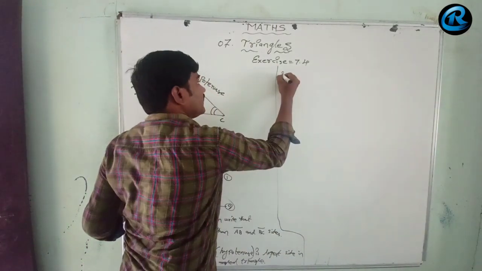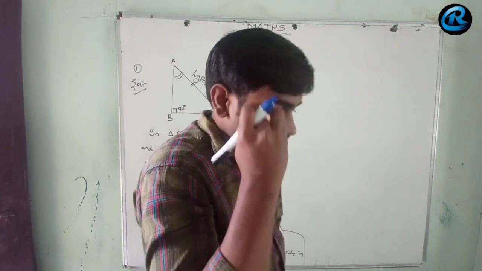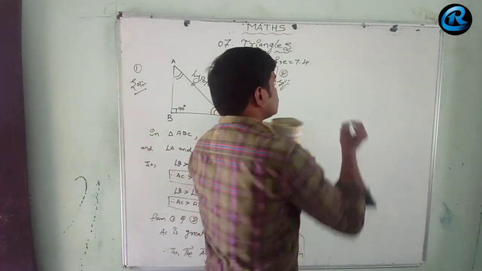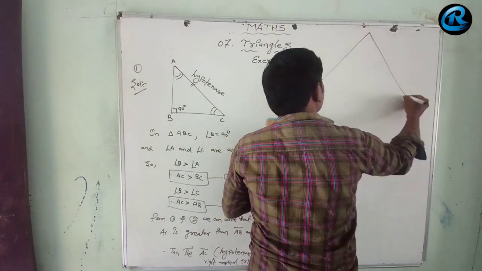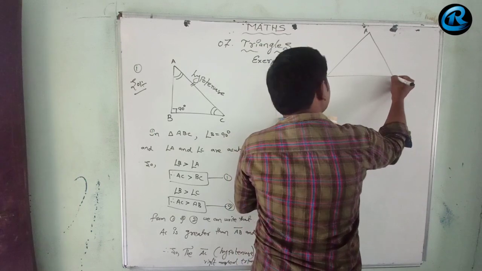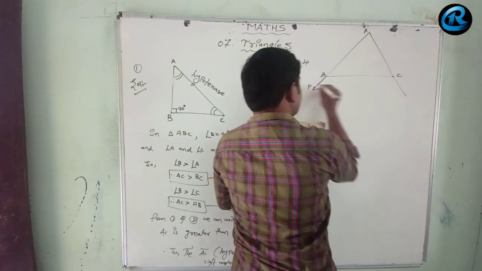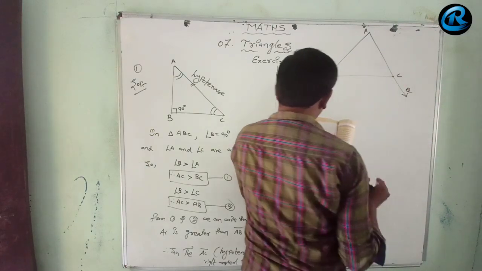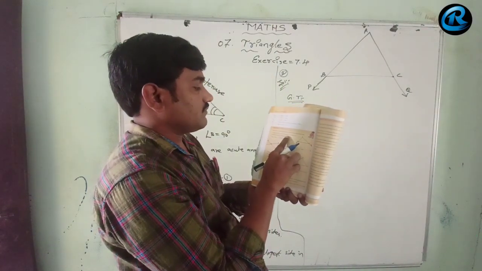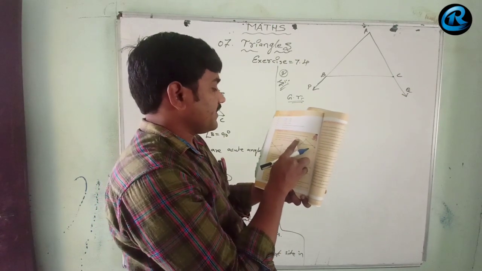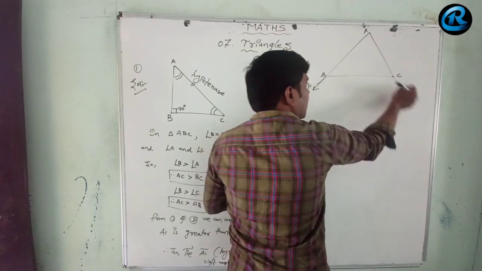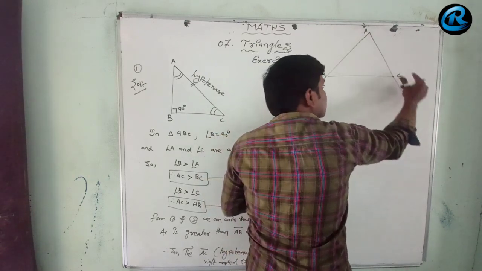Now next, we go for the second question solution. Here the second question is: in the adjacent figure, the sides AB and AC of triangle ABC are extended to P and Q. So let me draw the figure first. A, B and C, and it is extended till P and this is extended till Q. This AB side is extended till P and this AC side is extended till Q.